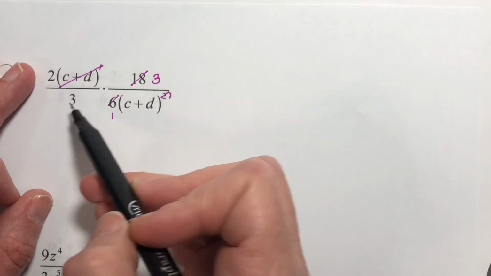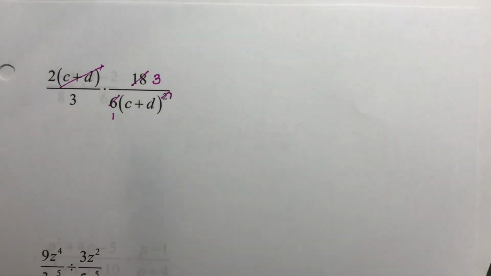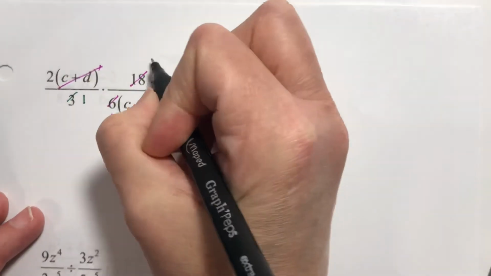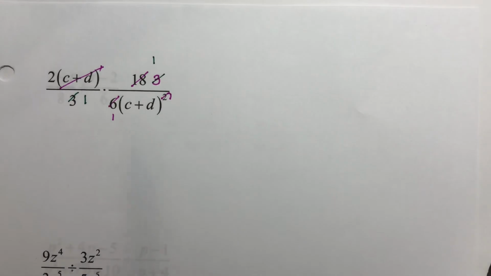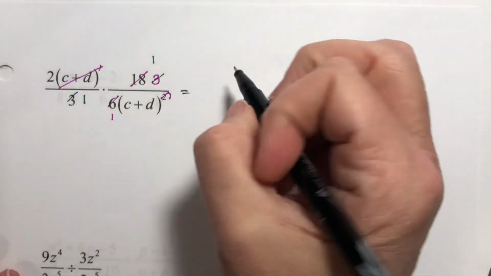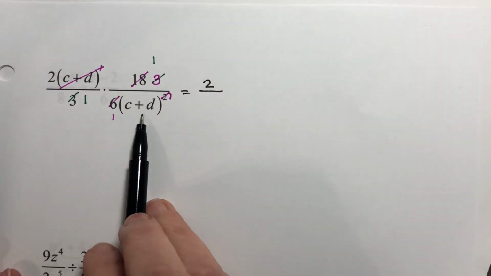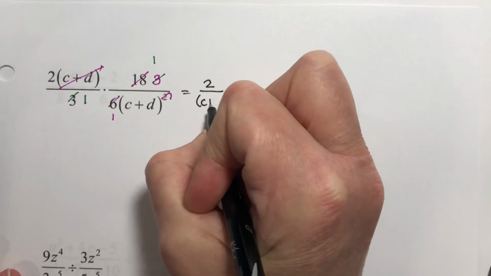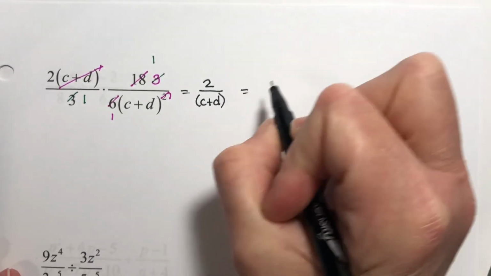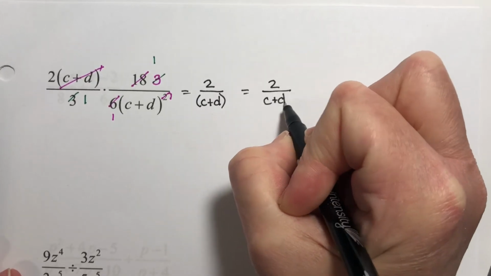Now look on this diagonal. I have 3's on each one. So that means I can cancel out the 3's, divide each by 3. That's a 1, and now that's a 1 in the top. So let's go ahead and multiply and see what we have left. I have 2 times 1 over 1 times c plus d. Okay. This can be written without the parentheses in the bottom.